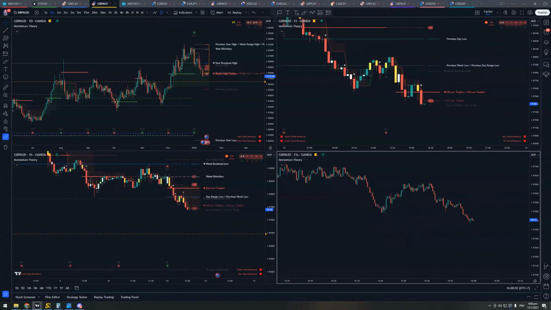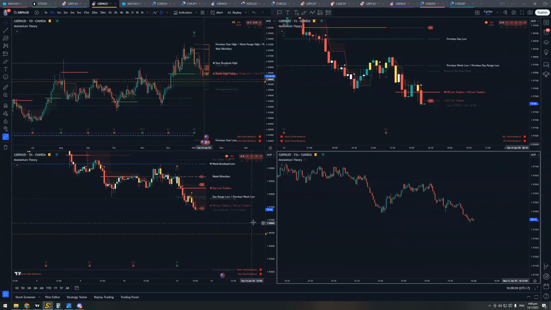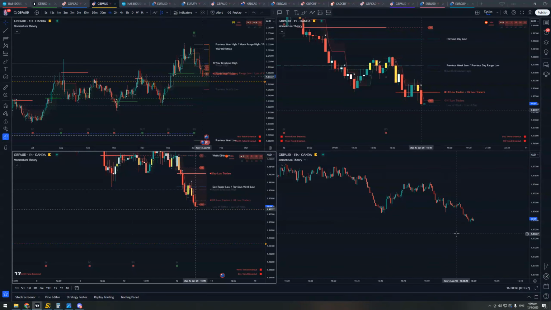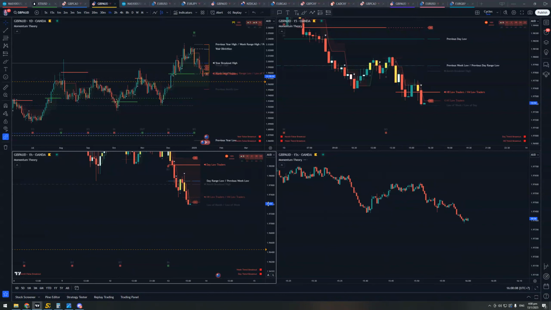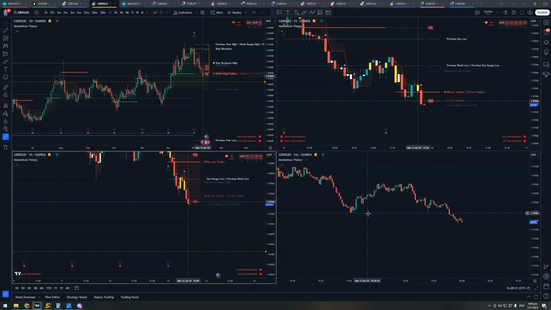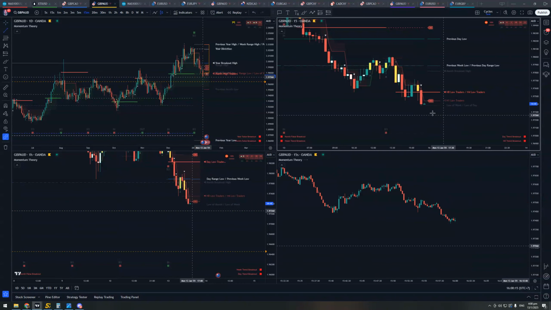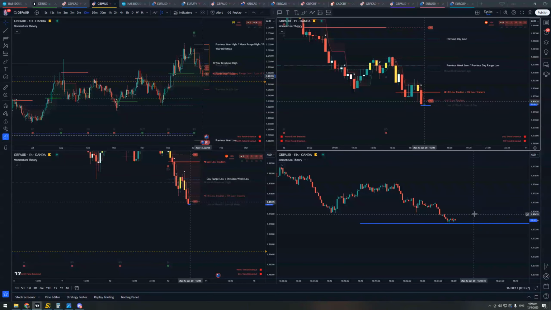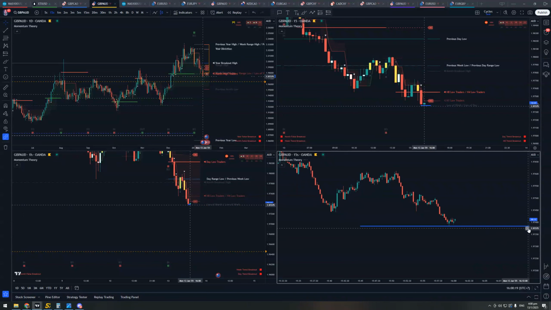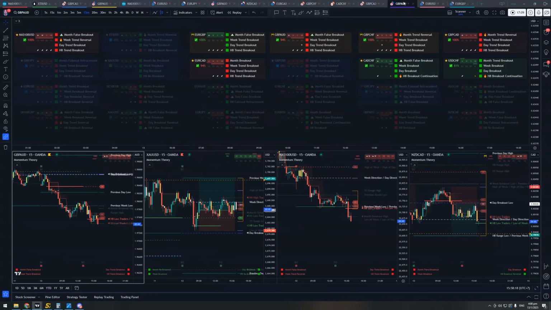Close outside. That's good. Let's wait for continuation here. It's a new H1. So again, these new H1s usually will give some type of pullback. And I'm just waiting for price to get below this level. I'll mark this off and have a quick look at NAS.